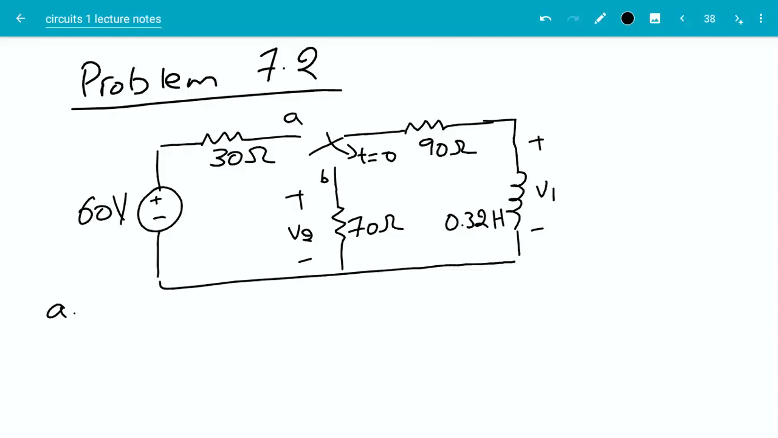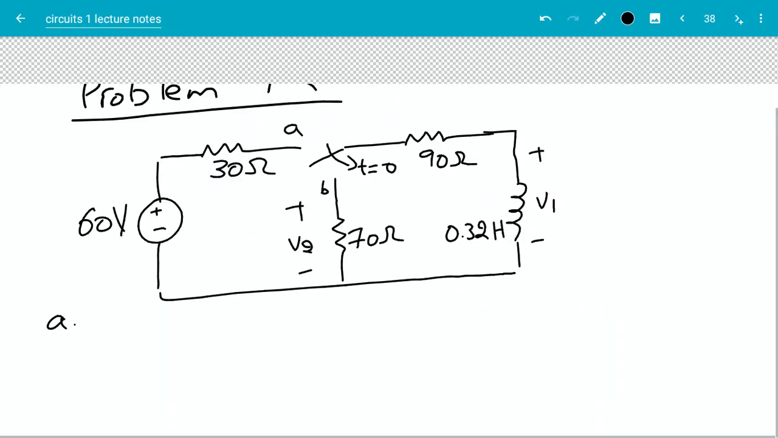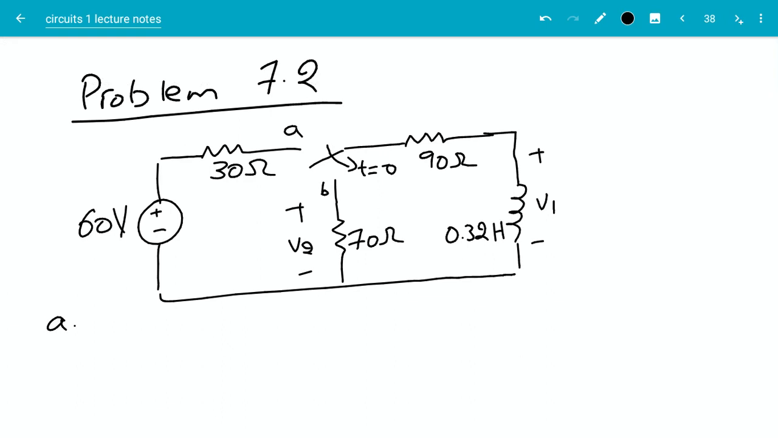Hello everybody. In this video, we're going to solve some examples on natural response of RL circuits. This is problem 7.2 from the textbook. So here's the given circuit.